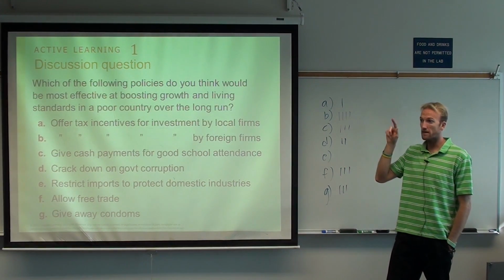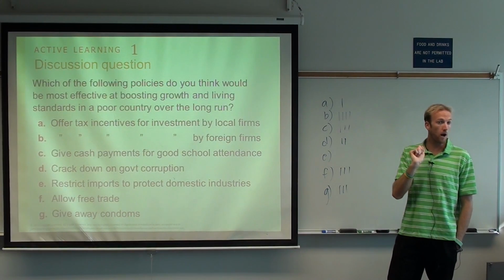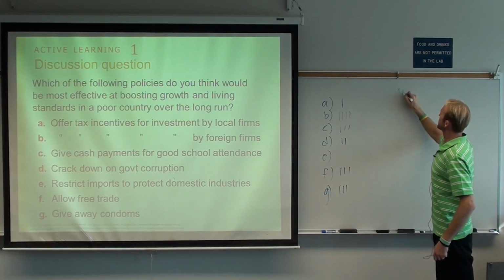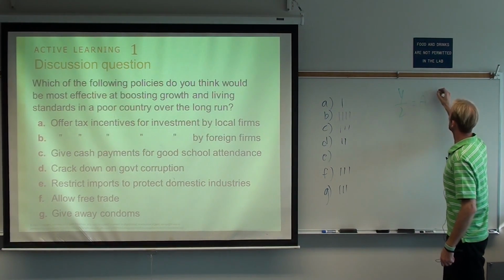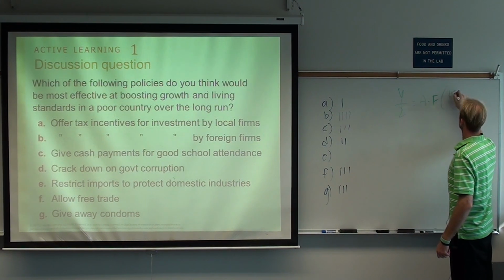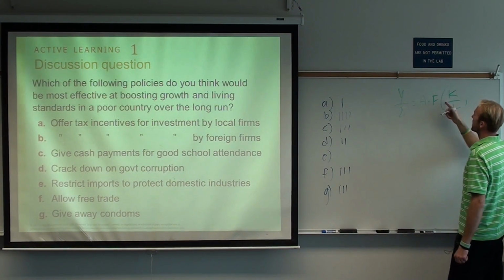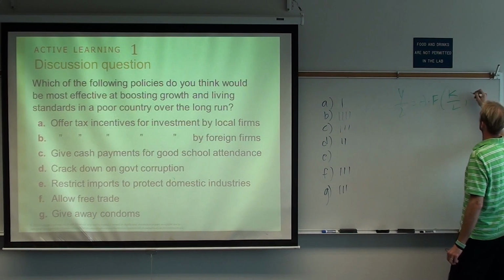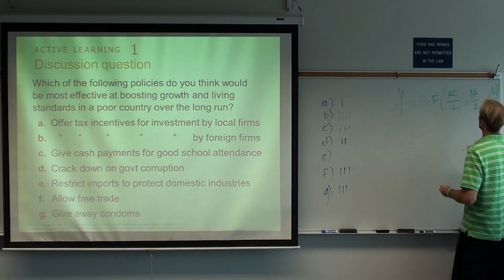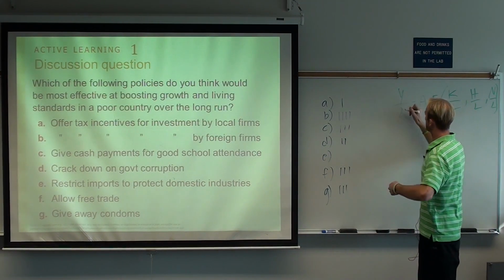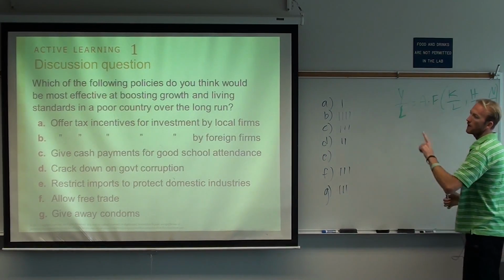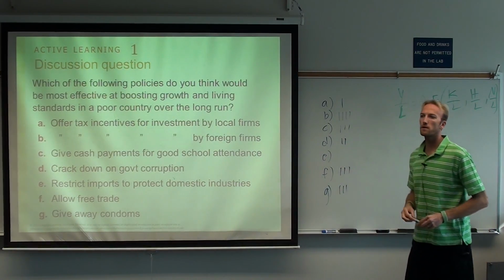big K, which will make K over L go up, which we know makes Y over L go up, right? I erased it. I should not have. Let's write this out. Y over L is equal to A times F times K over L. I'm going to leave the 1 out because it's just 1. It doesn't change anything. H over L, N over L. So we know if K over L goes up, then Y over L goes up. Good. What about B? We have 4 people voting for B.